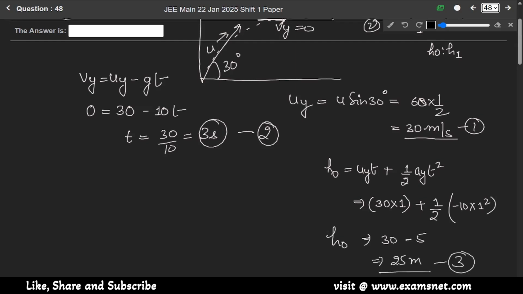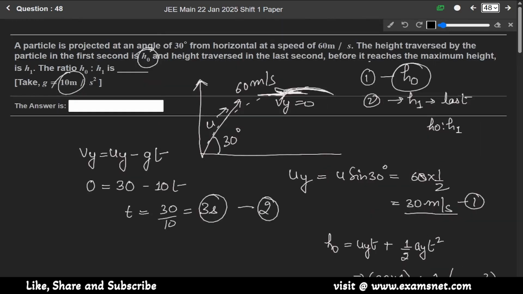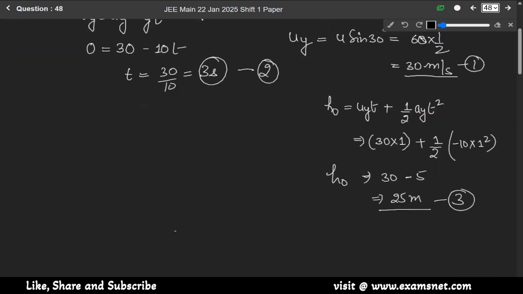Now we will calculate the height traversed in the last second before it reaches the maximum height, that is h1. Now h1 will be, again we will use the same equation, vy t minus 1 by 2 a y t square.